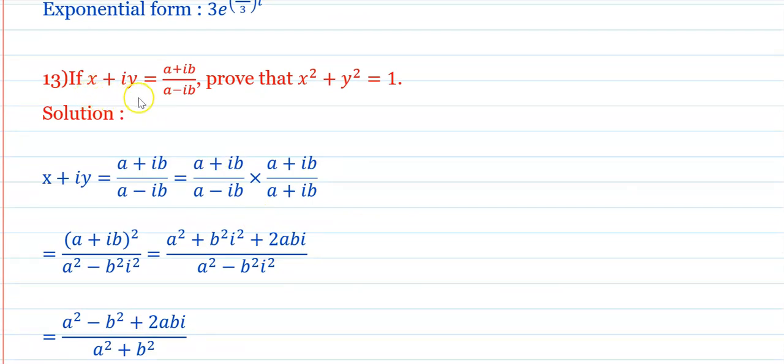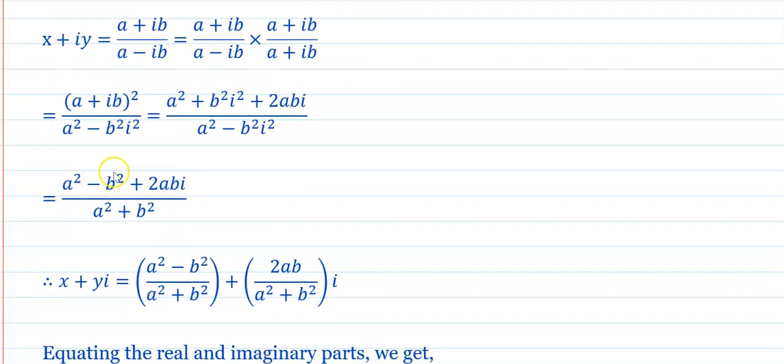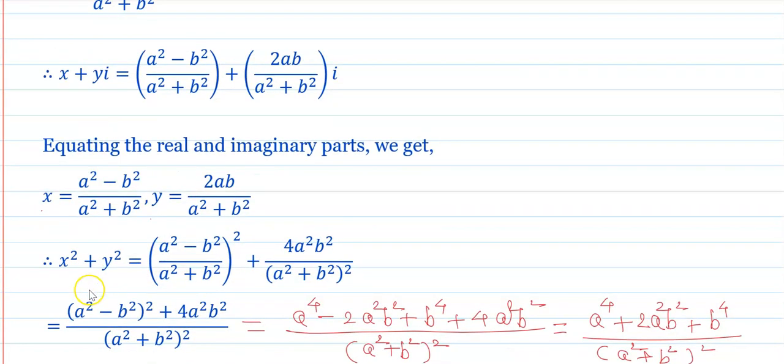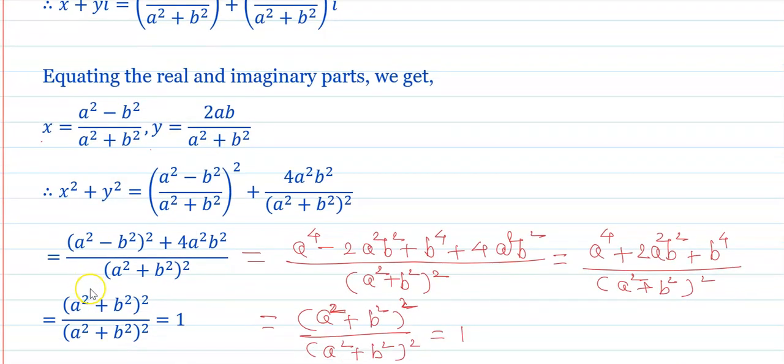If x plus iy is equals to (a plus ib) upon (a minus ib), then prove that. हे expression consider करायचं आहे. Multiply the conjugate of the denominator. Express in terms of x plus iy. Equating real and imaginary part. You will get the value of x and y. Square and add it, and hence you will get the answer.